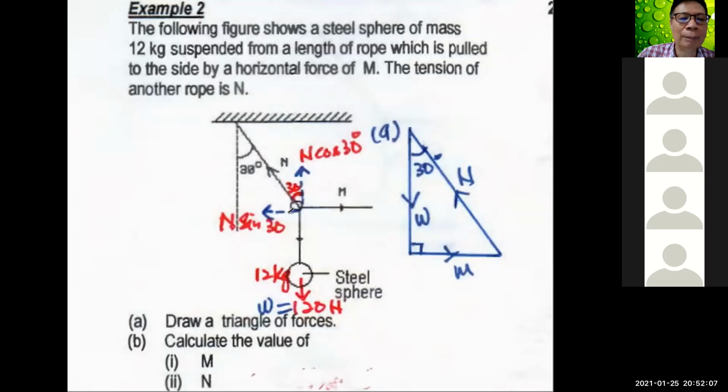W, the weight, goes down. Then M I put here, and the tension goes up. Correct. Join up to form a triangle. So it shows that the three forces are in equilibrium. Okay, next one: calculate M and also N. M is here, N is here. How to calculate?